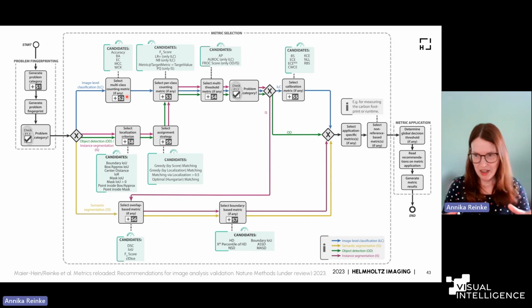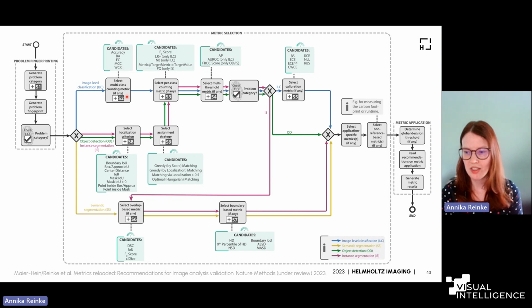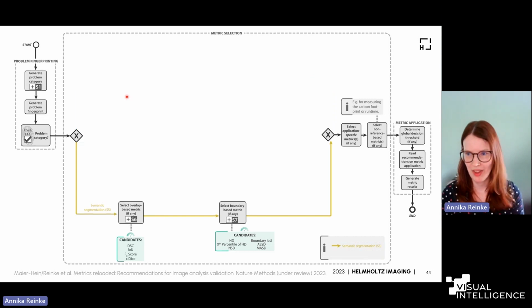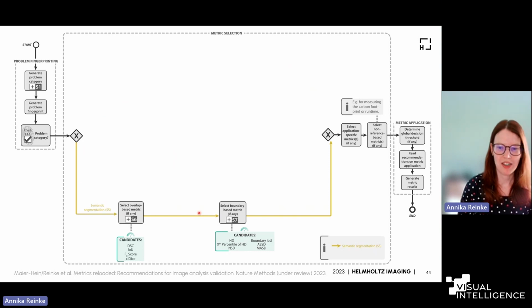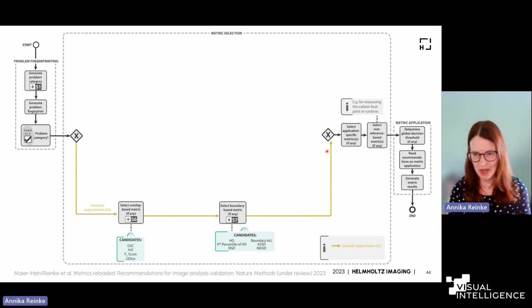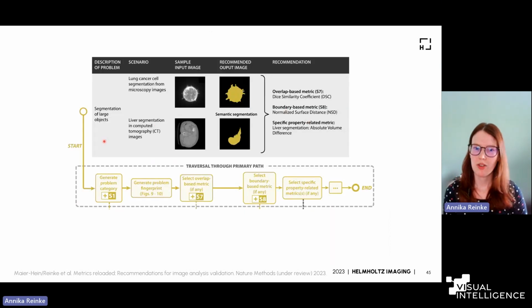But I know it looks very difficult. Let's start with an example. Let's focus on semantic segmentation. And it directly looks much nicer. So we only have this yellow branch at the bottom. But to make it more concrete, let's have a very specific example. Let's say we want to have a segmentation of large objects. Two examples would be lung cancer segmentation from microscopy or liver segmentation from CT.